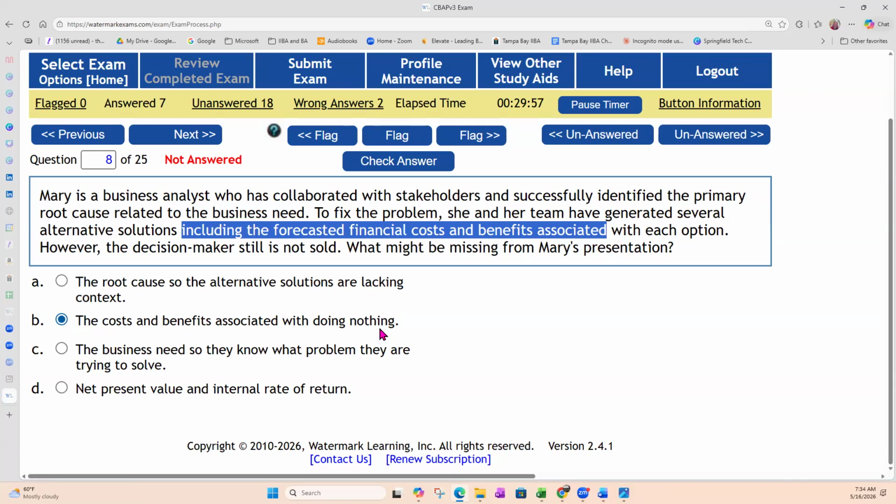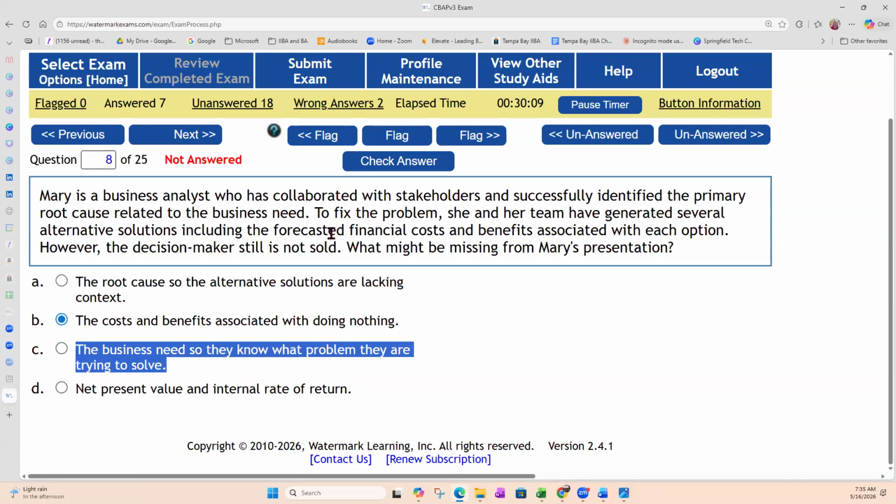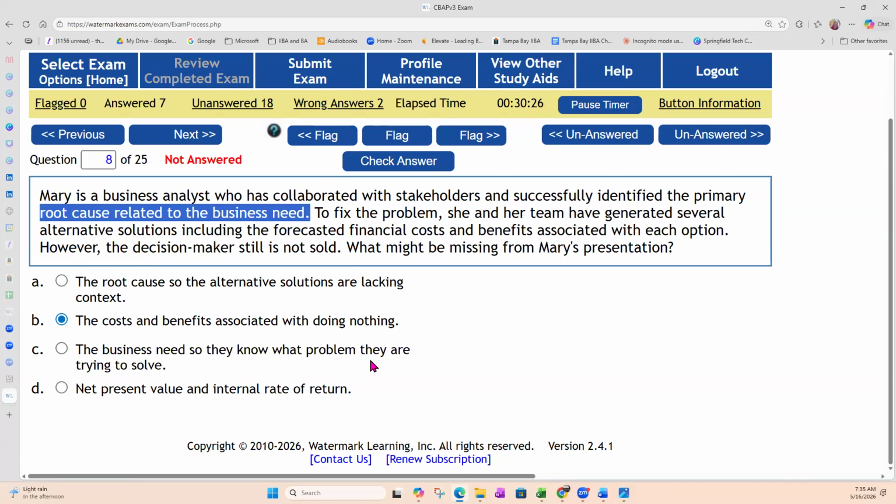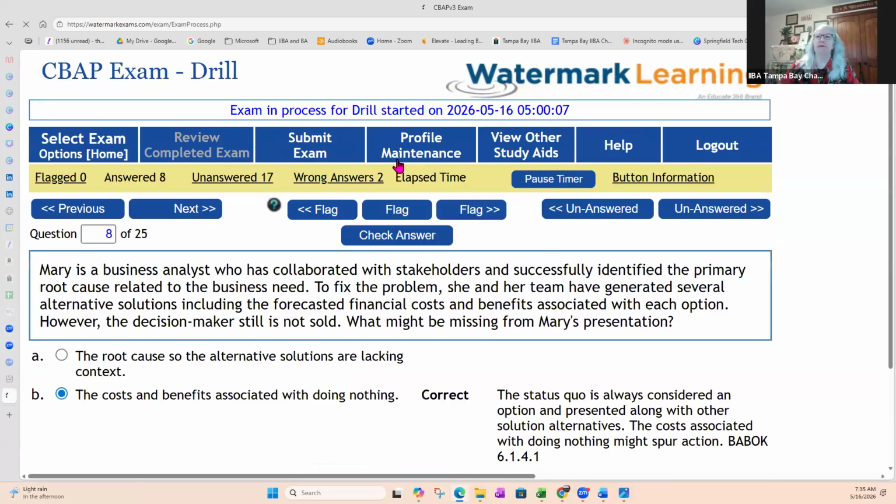So B is missing. Maybe also the business need. Well, she's identified the primary root cause of the business related to the business need. Okay. I think I would go for B. Okay, we got several votes for B. Let's test it.